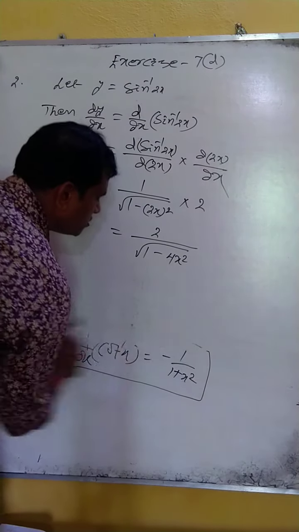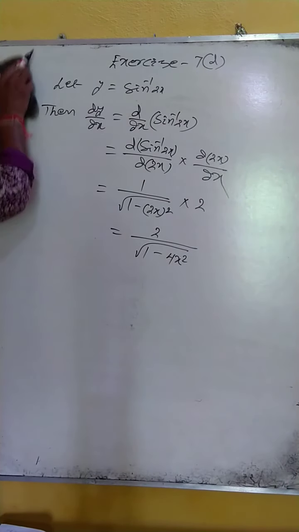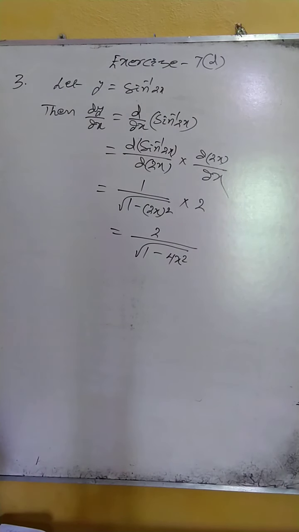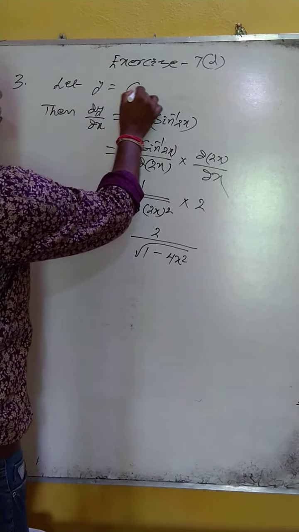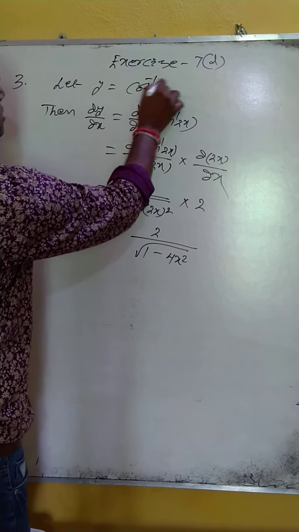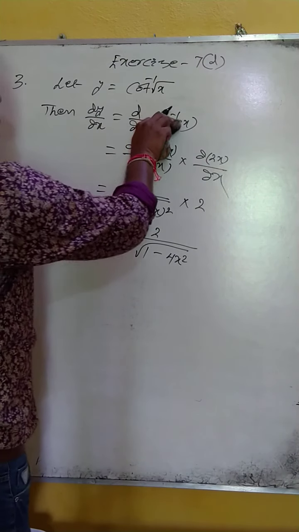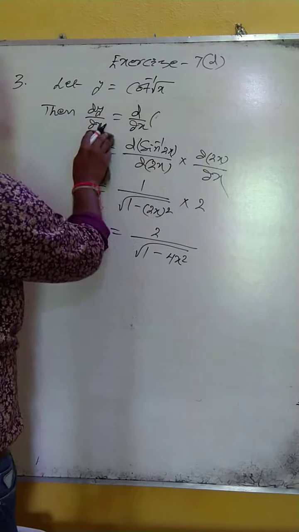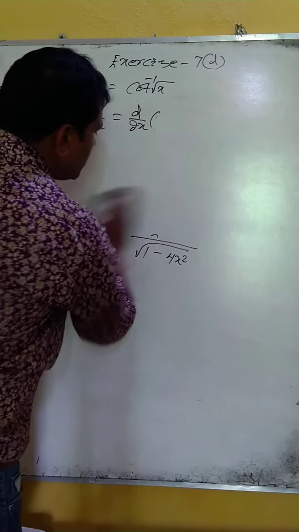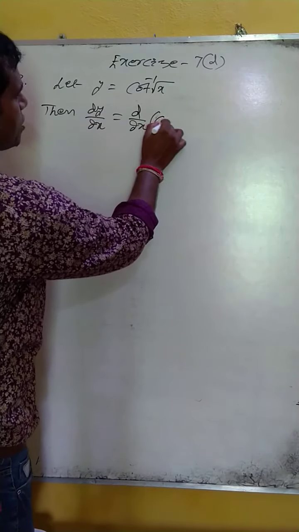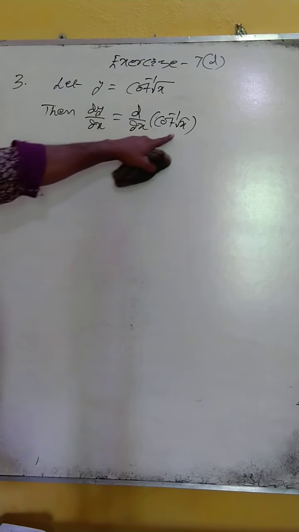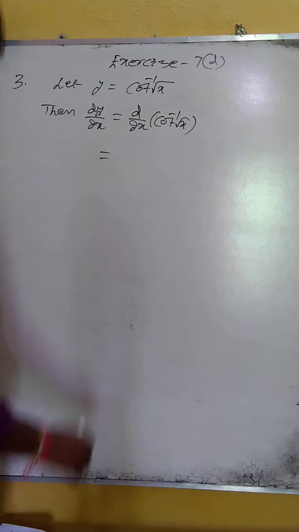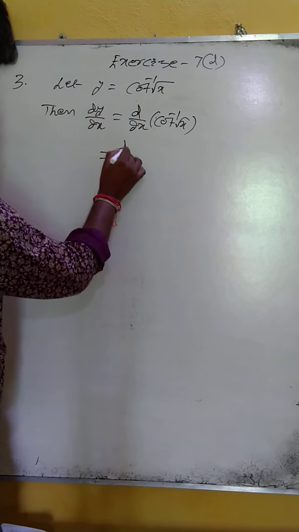Next, number 3, derivative of cot inverse root x. Let y is equal to cot inverse root x. Then dy by dx is equal to dy by dx of cot inverse root x. Here cot inverse root x is a function of root x, and root x is a function of x.